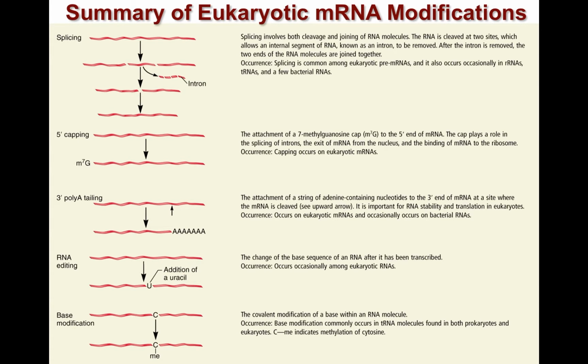There are many different RNA modifications that eukaryotes undergo. Splicing, capping, polyadenylation, editing, and base modification. We're going to focus on splicing, capping, and polyadenylation, and not so much on these other two in this lecture.